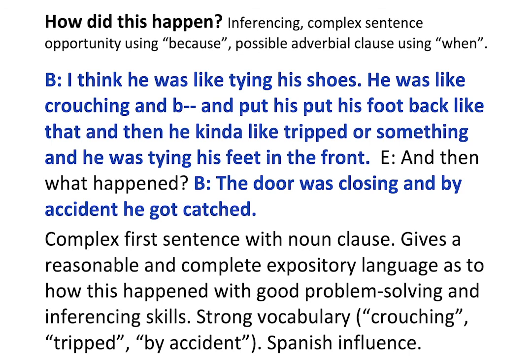He certainly gives a reasonable and complete expository language as to how this happened, with good problem solving and inferencing skills. And then I would note the crouching, the tripped, and the by accident. He's got some nice structures of language, and he certainly has many of the features that we're looking for: the ability to explain, to tell a personal narrative, to have cohesion in the stories that he's telling, or the language, to have complex sentences, to have temporal, causal cohesion. I didn't mention it before, but the one right before where he says he already got it.